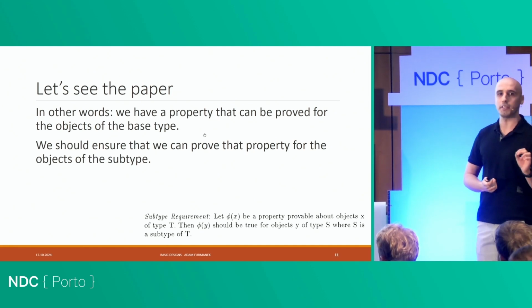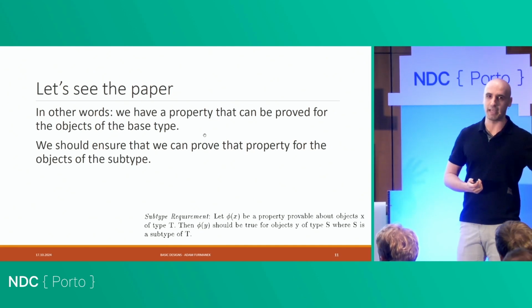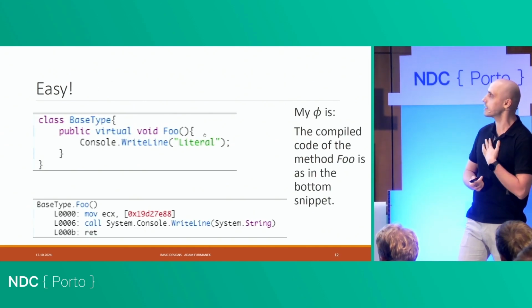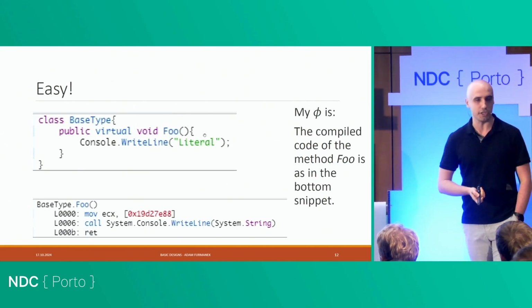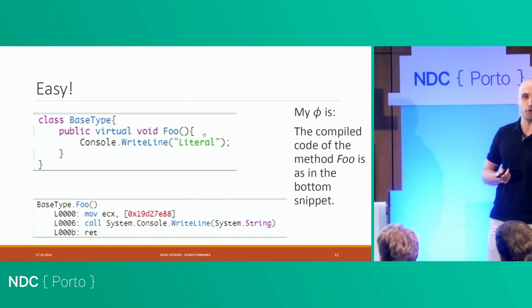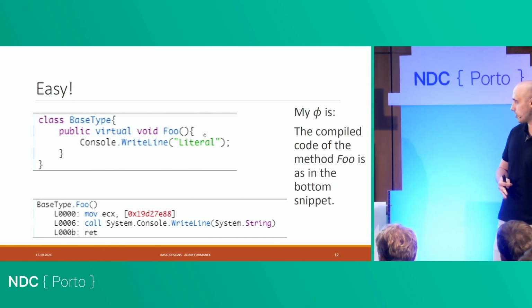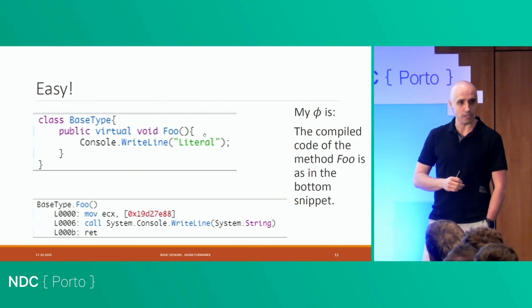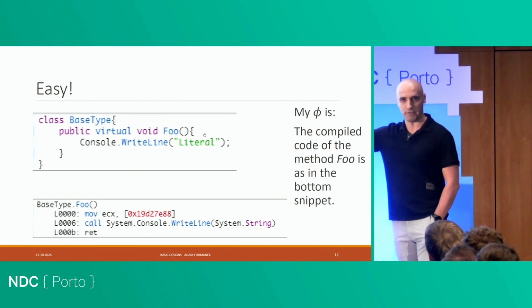And if we take property as kind of anything, then we quickly run into this very fancy case that let's say that my property of the base class of the method foo on the screen is that the intermediate language, or actually not even an intermediate language, but the machine code of this method is just as you see on the bottom of the screen.